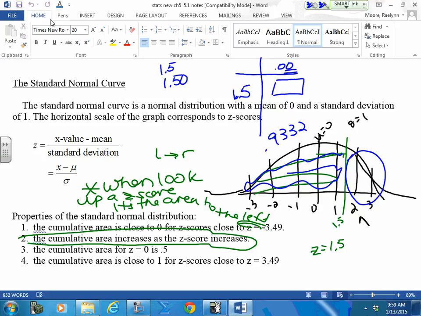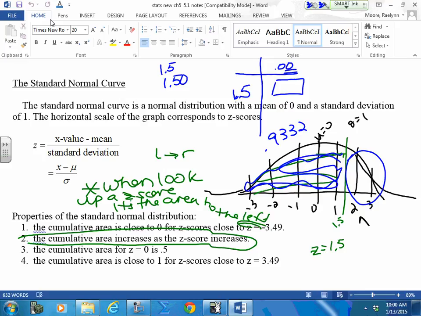Remember, anything to the right or to the left of 2 is less than 5%. Right? Didn't we say that's unusual? Less than 5%. Anything to the right or left of 3 or negative 3 is very unusual. It's like 0.1% out there. So the large majority of our data is right in here. That's the area under our curve.